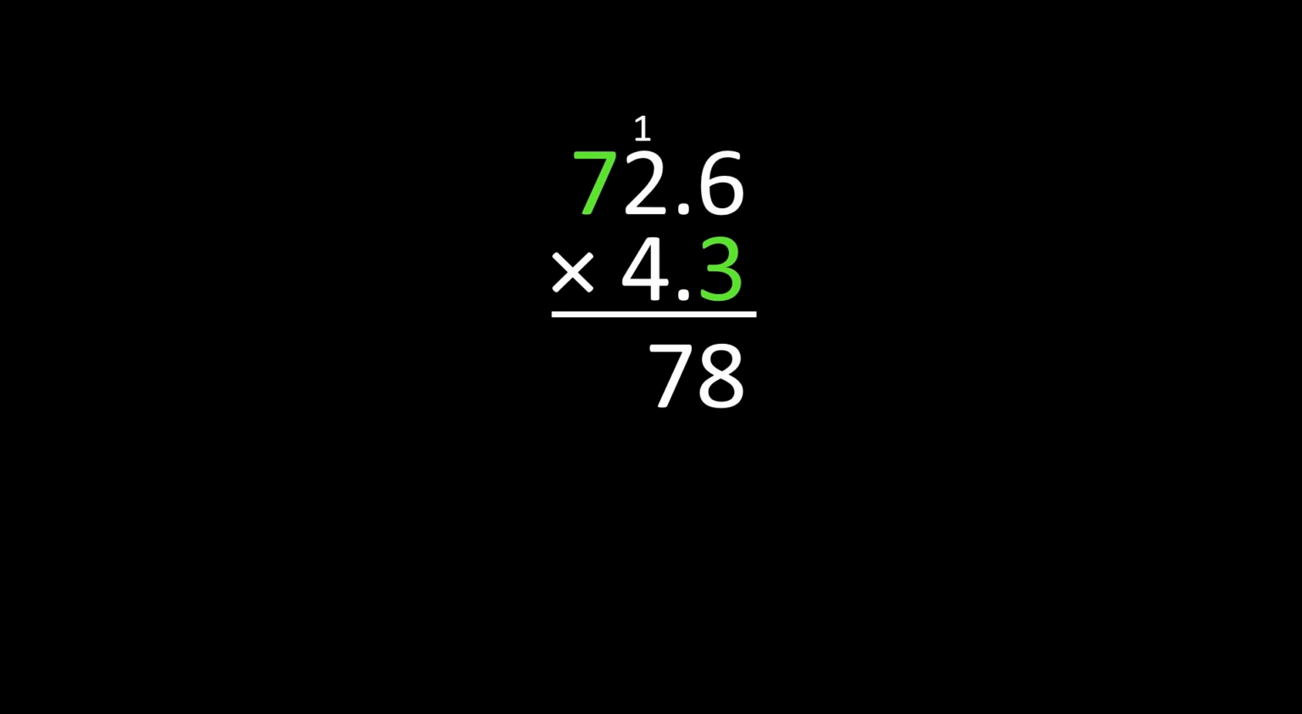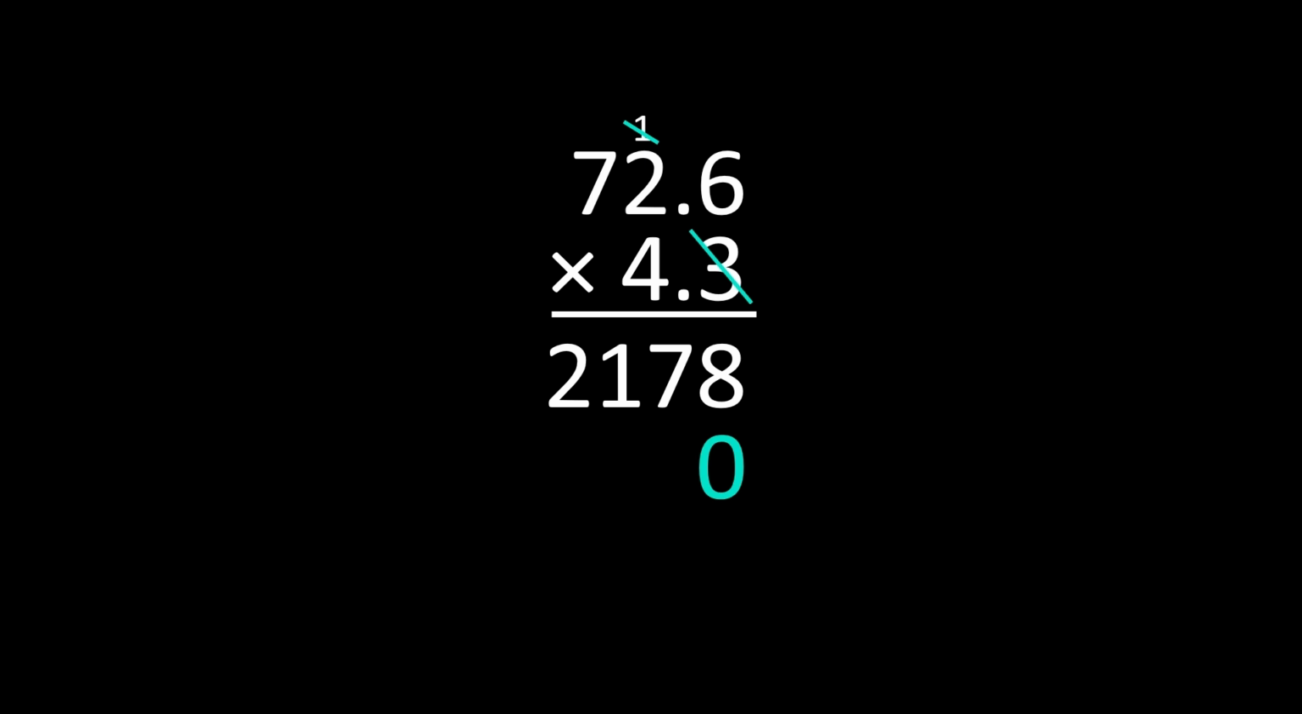Now we have 3 times 7. 3 times 7 is 21. At this point, we have multiplied all the digits by the 3. So we have used this one. We're going to cross it out. We have multiplied everything by the 3. We're going to cross it out. And we're going to place our 0 here.